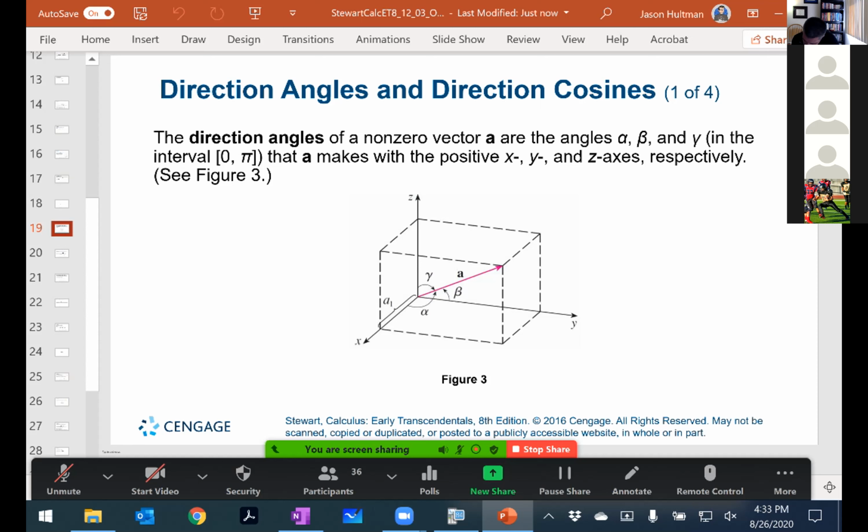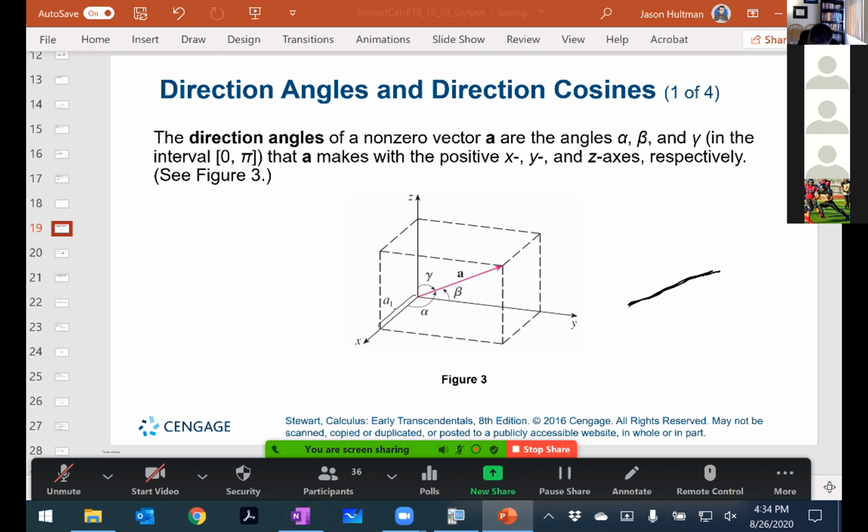Okay, can I draw on this? So it really is more like a projection. It's the angle that the vector makes with the positive x-axis, the positive y-axis, and the positive z-axis. So this is good. It's a fine drawing. Okay, so it's not a projection. A projection would be this.